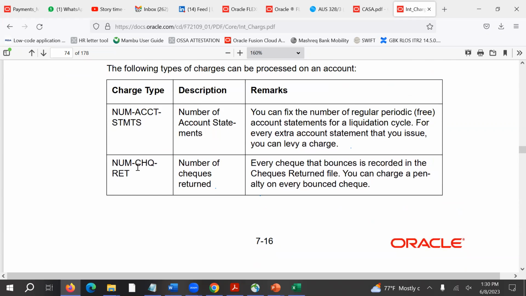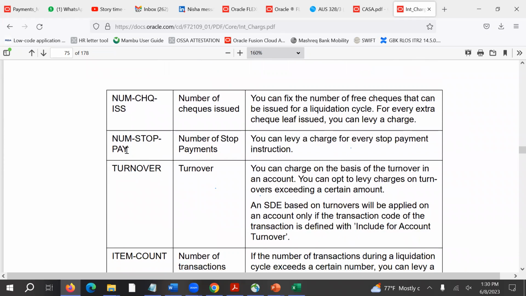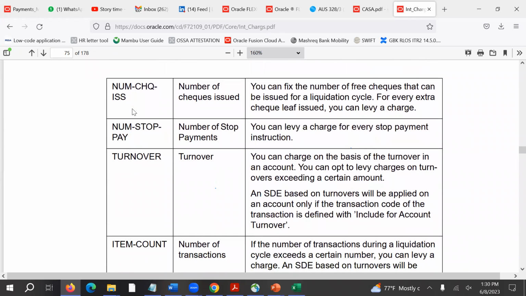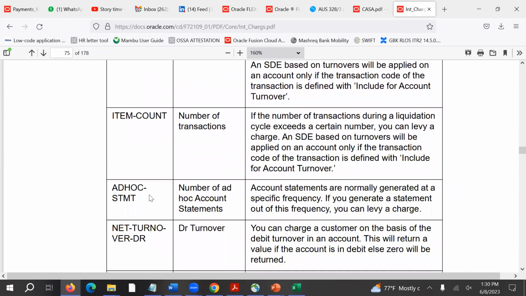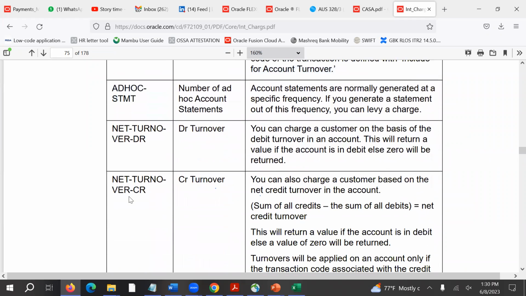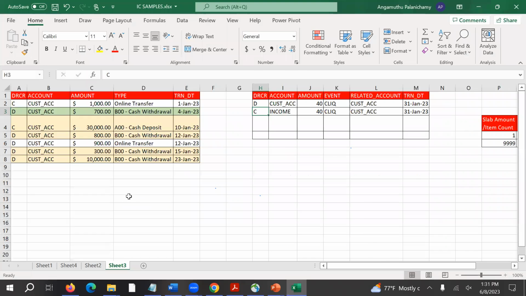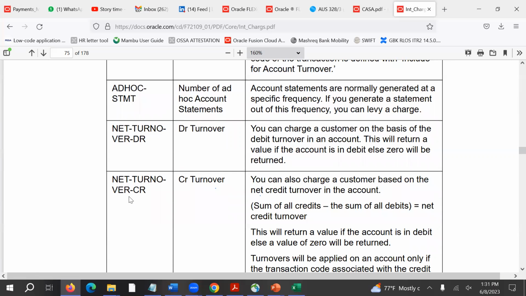You can go through transaction code, which checks how many stop payments, number of checks issued, how much turnover the customer has done, and how many ad hoc statements were provided. In the ad hoc statement, I can charge based on the days covered. So that will come as a slab variable. You will come to know when you see the existing product setup.